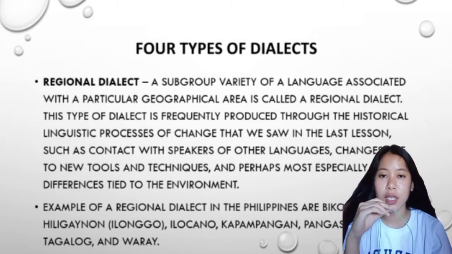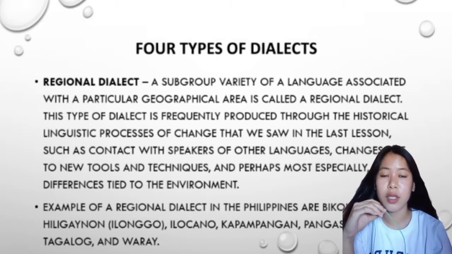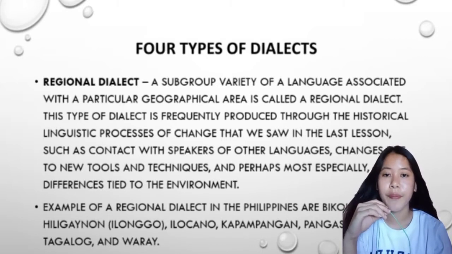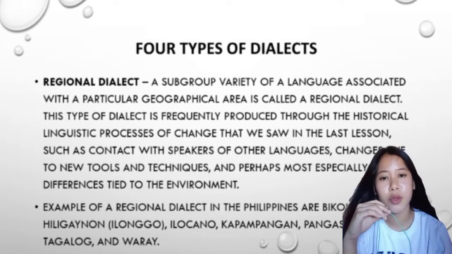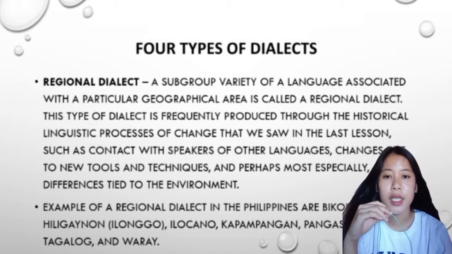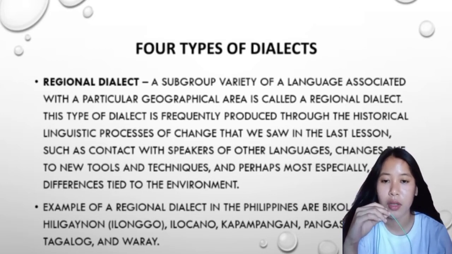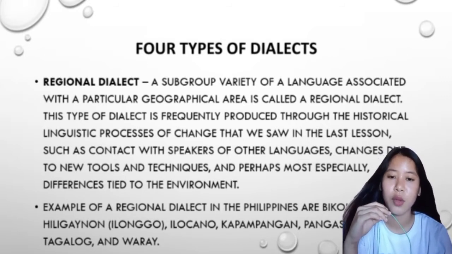Number one, regional dialect. A subgroup variety of language associated with a particular geographical area is called a regional dialect. This type of dialect is frequently produced through historical linguistic processes of change that we saw in the last lesson, such as contact with speakers of other languages, changes due to new tools and techniques, and perhaps most especially differences tied to the environment. Examples of regional dialects in the Philippines are Bicol, Cebuano, Hiligaynon or Ilonggo, Ilocano, Kapampangan, Pangasinan, Tagalog, and Waray.